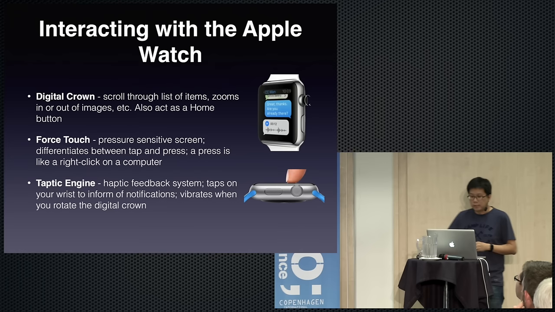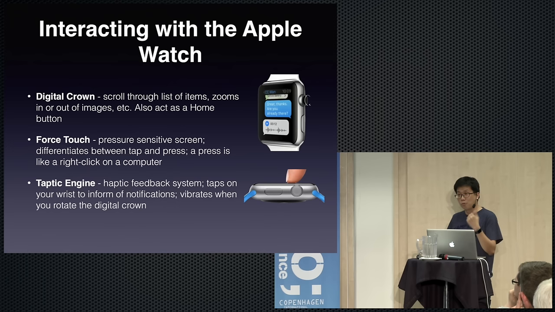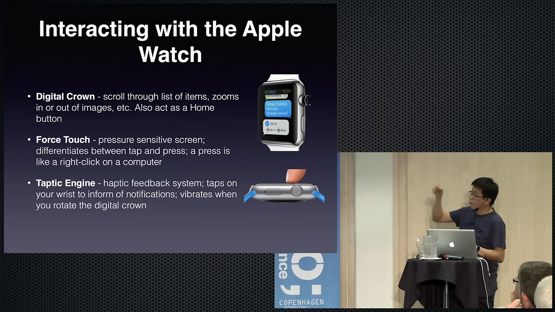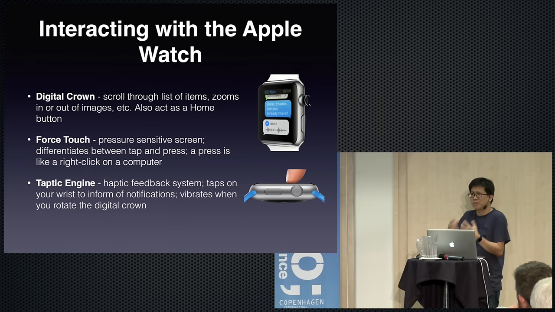And you can also use force touch on the Apple Watch. Force touch is getting very common nowadays. If you have an iPhone 6S or 6S Plus, you know what force touch is. It first started out on the Apple Watch. By pressing hard on the screen, you can initiate what we call a force touch. It's very similar to a right click on the desktop.